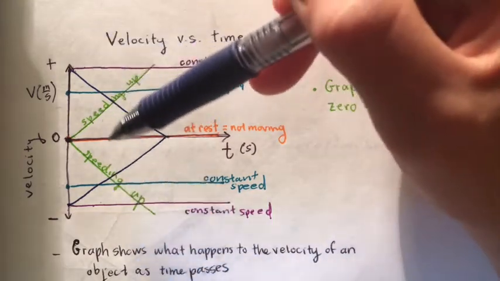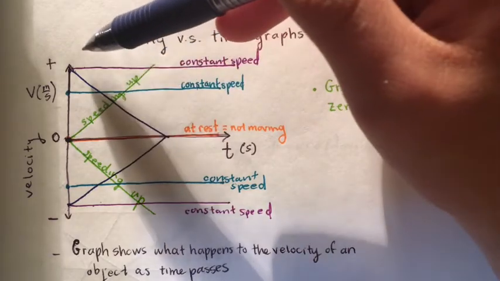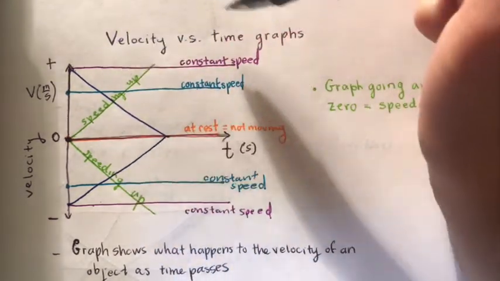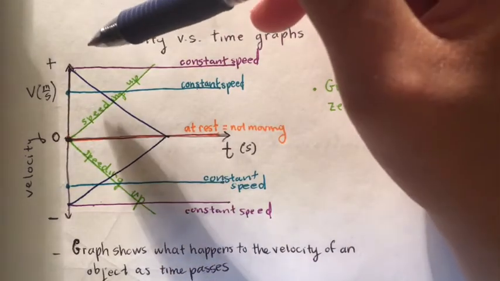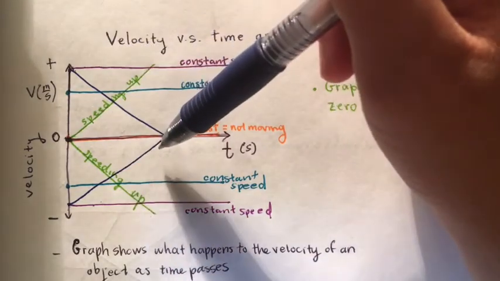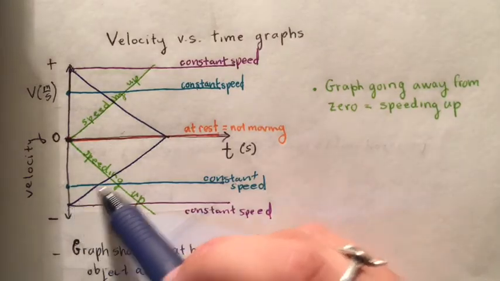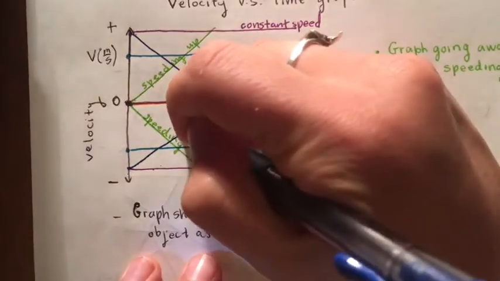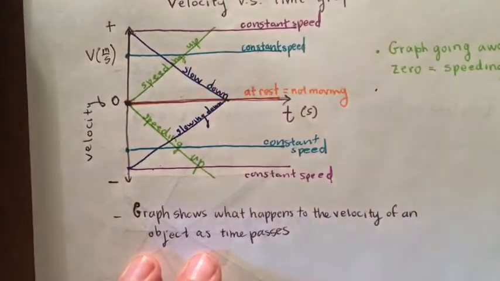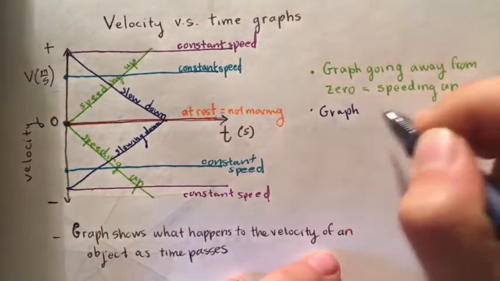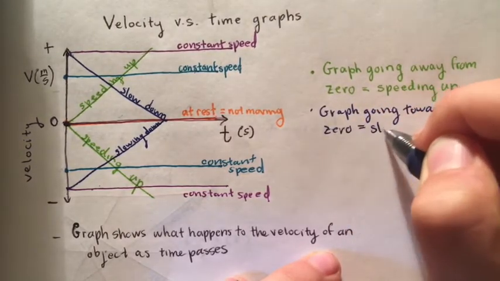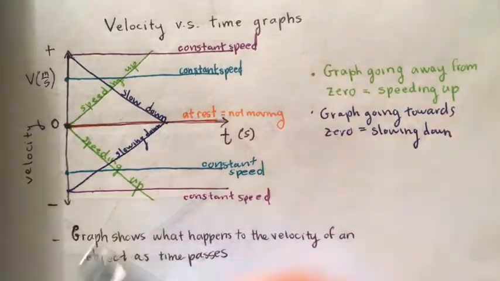So both of these blue graphs are moving towards 0 as time passes. On a velocity versus time graph, a graph that is moving towards 0, whether that's coming from the negative side or the positive side, means that the object is slowing down. So that's key. Graphs moving towards 0 on a velocity versus time graph means that the object is slowing down.